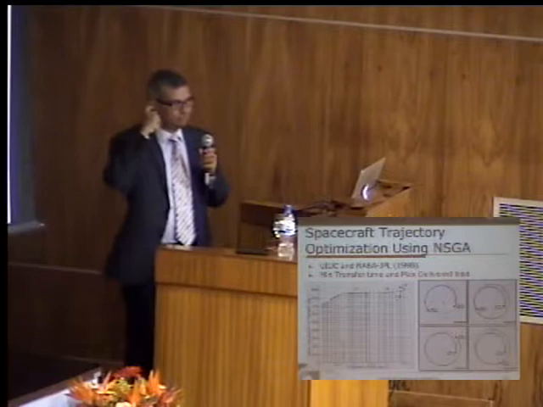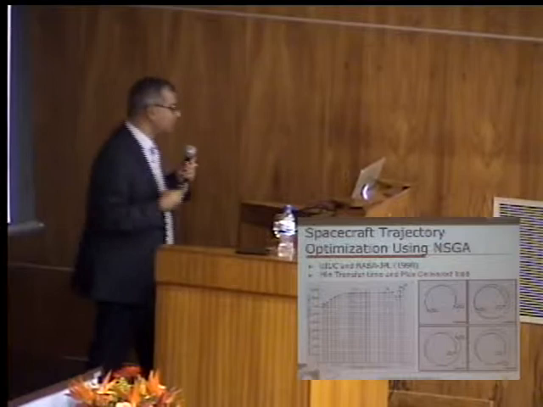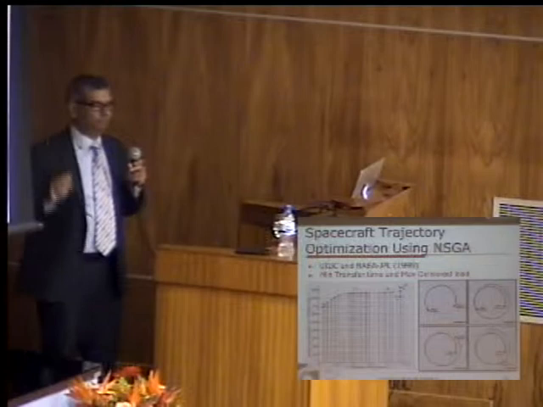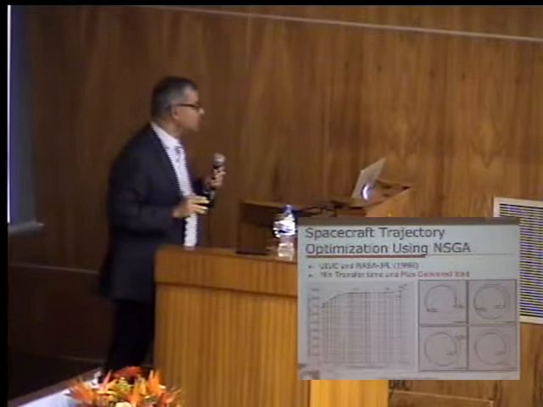Okay, so let's take the minimum time solution. That is the leftmost solution. I call that solution number 44, is it? Yeah. So that's in the square grid, it is the left top solution. Okay, so that takes about more than a year to get from Earth to Mars, and you can take about 700 kilos of mass over there.